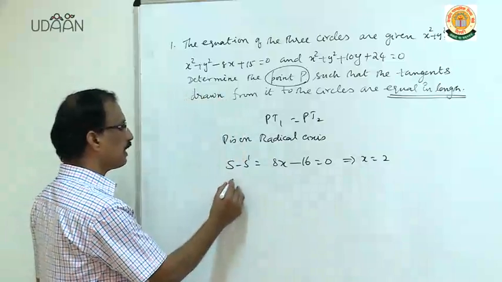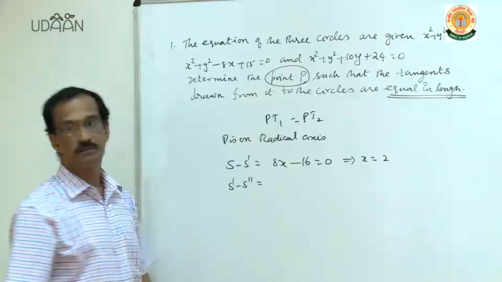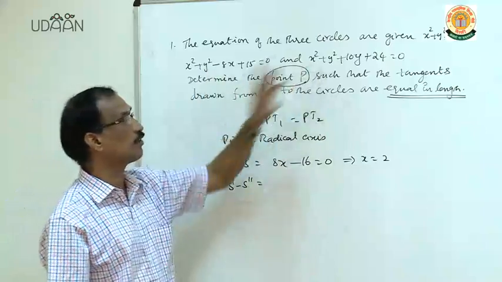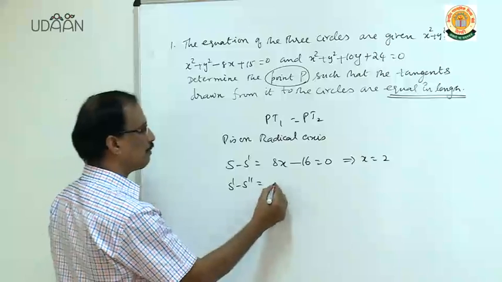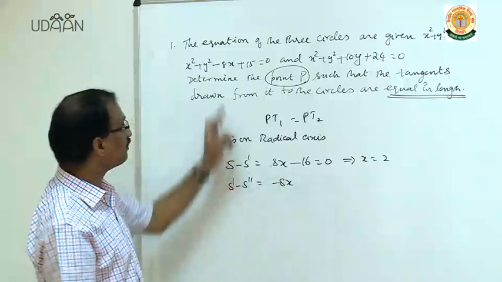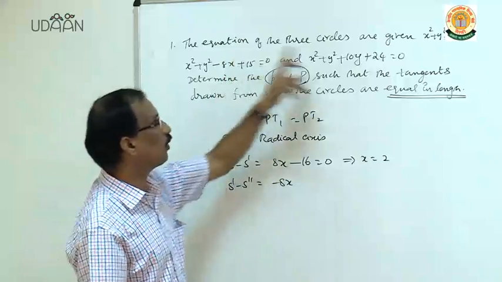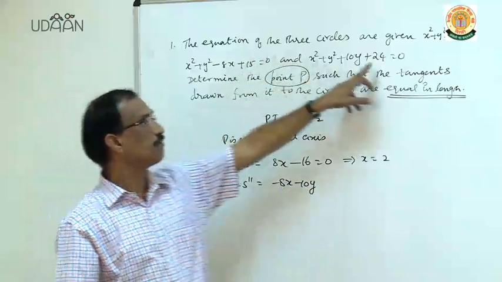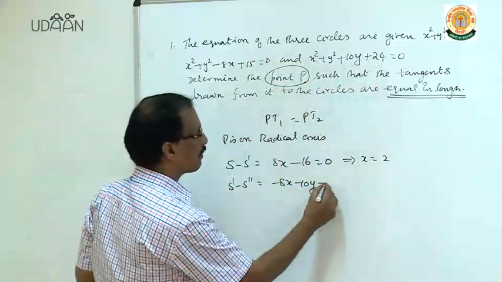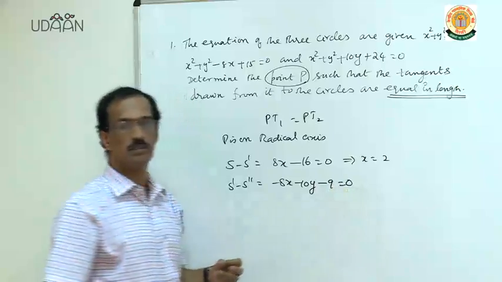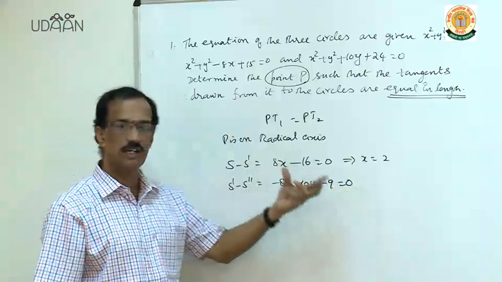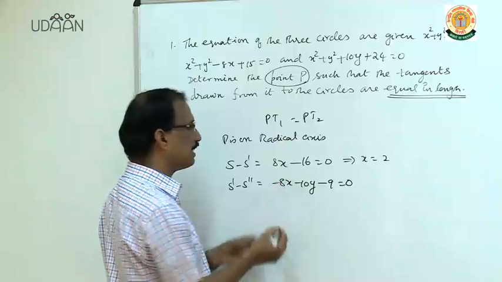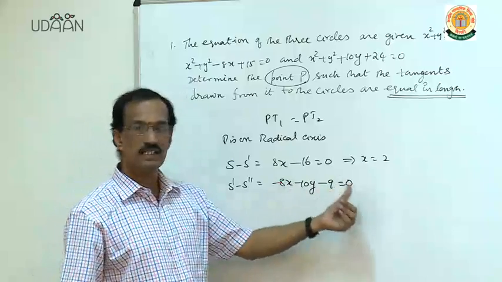In the same way, S dash minus S2 dash is another radical axis. If you subtract these two, you get minus 8x, and there is no y term here, so minus 10y, and 15 minus 24 gives minus 9 equal to 0. That means S dash minus S2 dash equals 0 is another radical axis. From this we get minus 8x minus 10y minus 9 equal to 0.